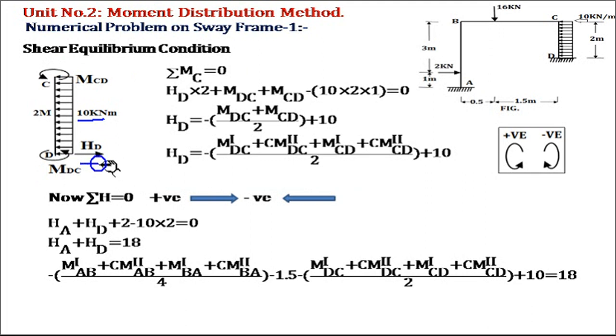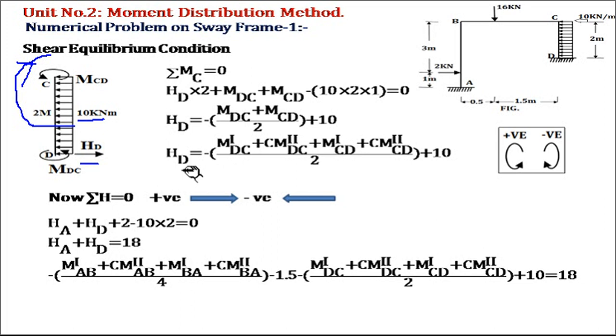So to find out HD, we'll take the moment at C equal to 0. So HD into 2 acting in anti-clockwise direction, MDC acting in anti-clockwise direction, MCD also acting in anti-clockwise direction. But here this UDL will act in clockwise direction, so it will be minus. So minus 10 into 2 multiplied by 1. So the value of HD will be minus MDC plus MCD upon 2 plus 10. Now we know the value of MDC, that is M1DC plus CM2DC, whereas the value of MCD is M1CD plus CM2CD, plus 10 divided by 2.